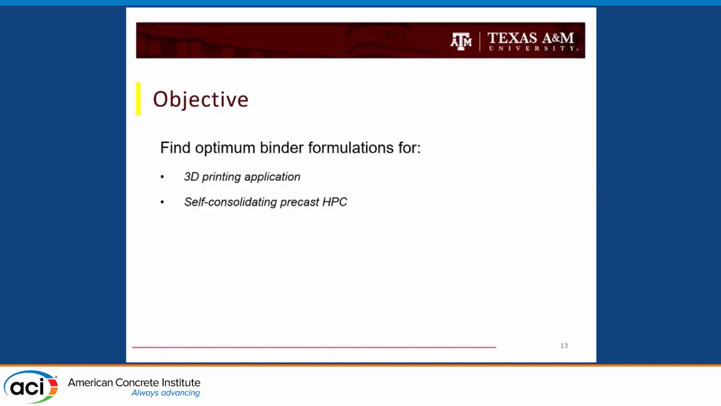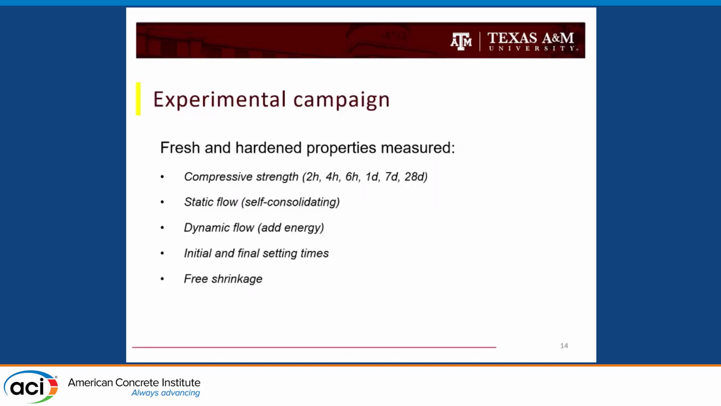And we have two case studies that are going to give us an example of how this optimization strategy would occur. So for instance, we're developing a binder for a 3D printing application. Main goals: high early strengths, low shrinkage, and high pumpability. And we're also looking into a mix that's self-consolidating, that also has high early strengths with low shrinkage.